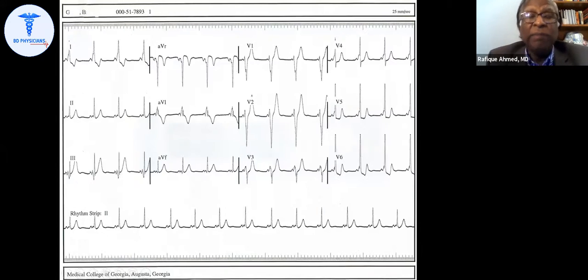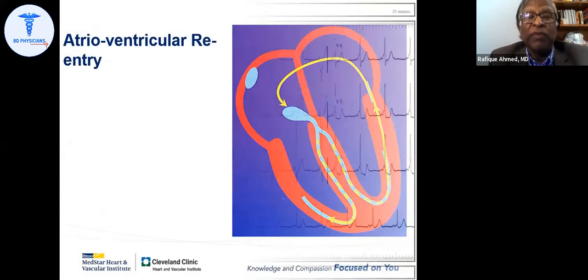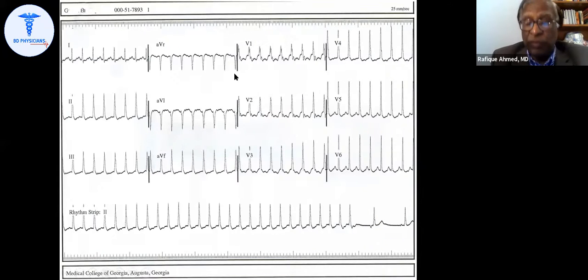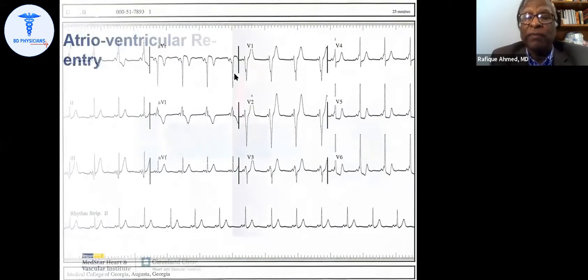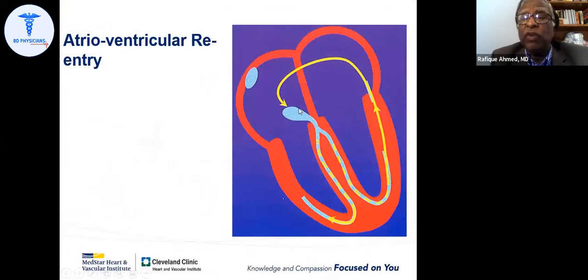And in this same patient, when they convert to sinus rhythm, you can see there is WPW syndrome, short PR and delta wave. This is actually a case that we did an EP study on, and this was induced during the electrophysiology study. What happens is when there is an accessory pathway, electricity can go down through the AV node, and then it comes back to the accessory pathway.